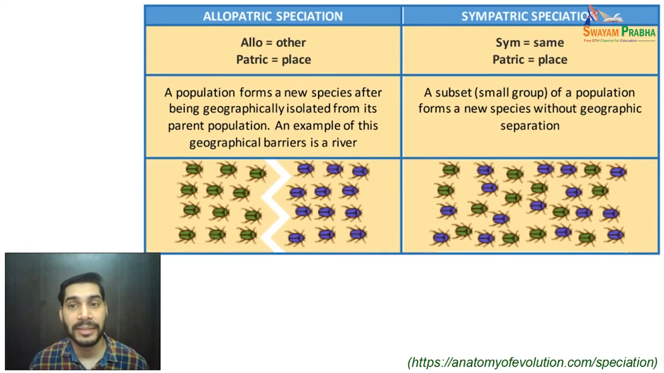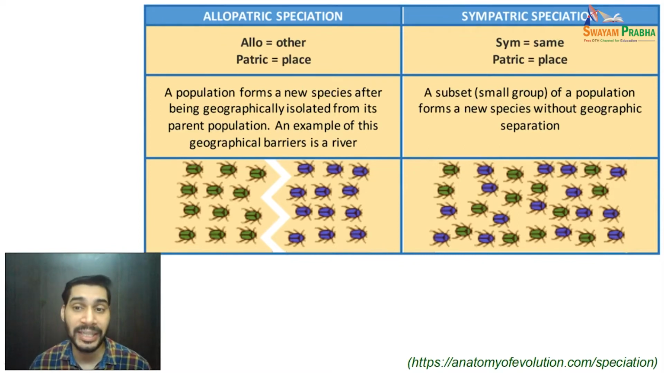In contrast, in case of sympatric speciation, there are no such geographical barriers. The word sympatric is made up of two words, sym and patric. Sym means the same and patric is the place. So sympatric speciation is basically a subset or a small group of a population which forms a new species without geographical isolation or separation. So in this population, as you can see, there are no physical or visible barriers which are geographical in nature.